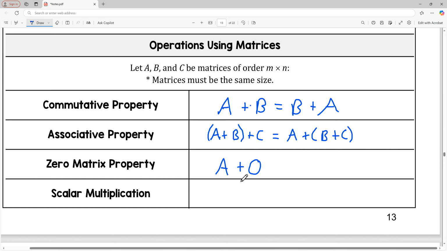Another property we have is, let's say I have matrix A, and I'm adding to it some matrix 0. I'm adding a matrix of all zeros to it. Well, that just equals my matrix A. If I take my matrix A and add a matrix of all zeros, that just gives me my matrix A.